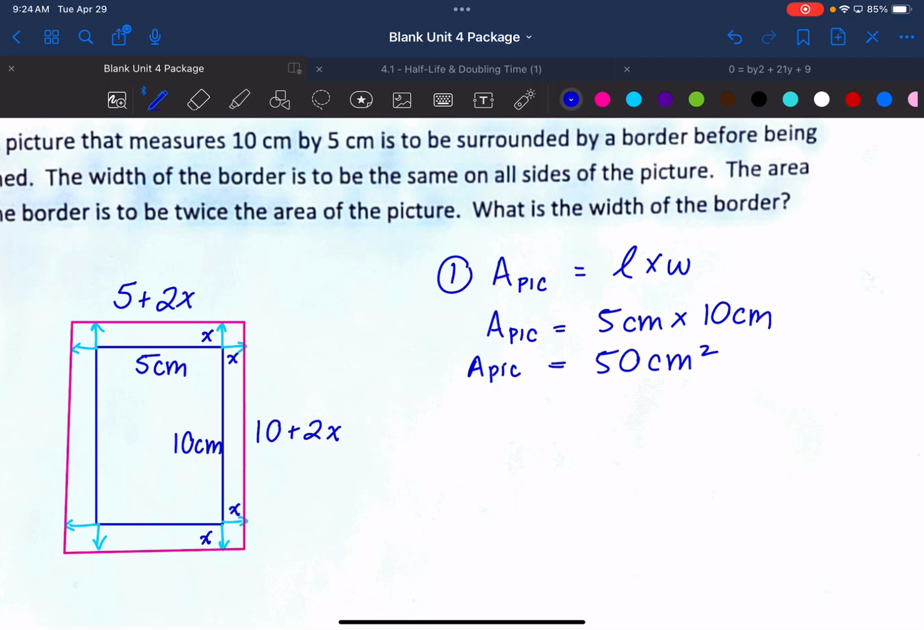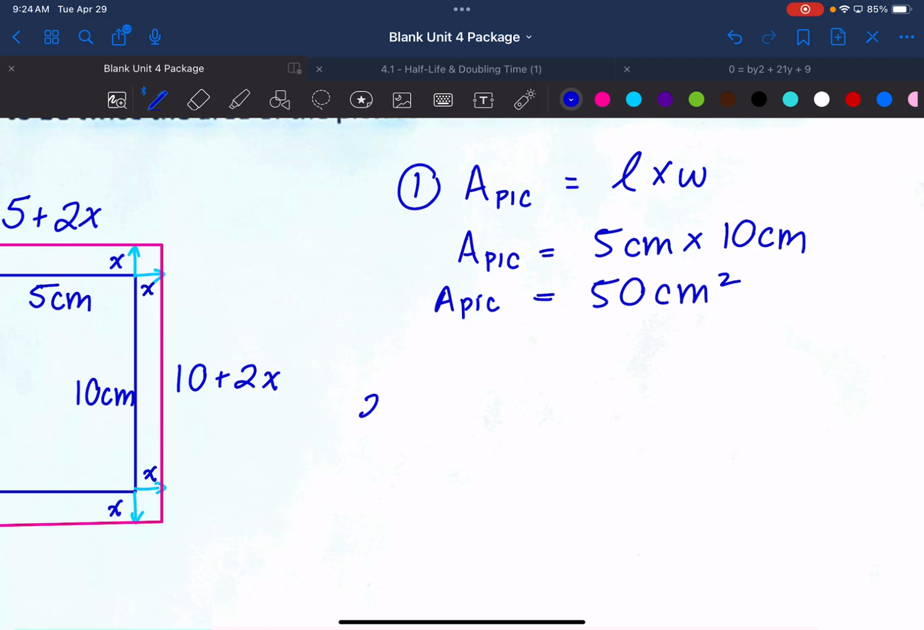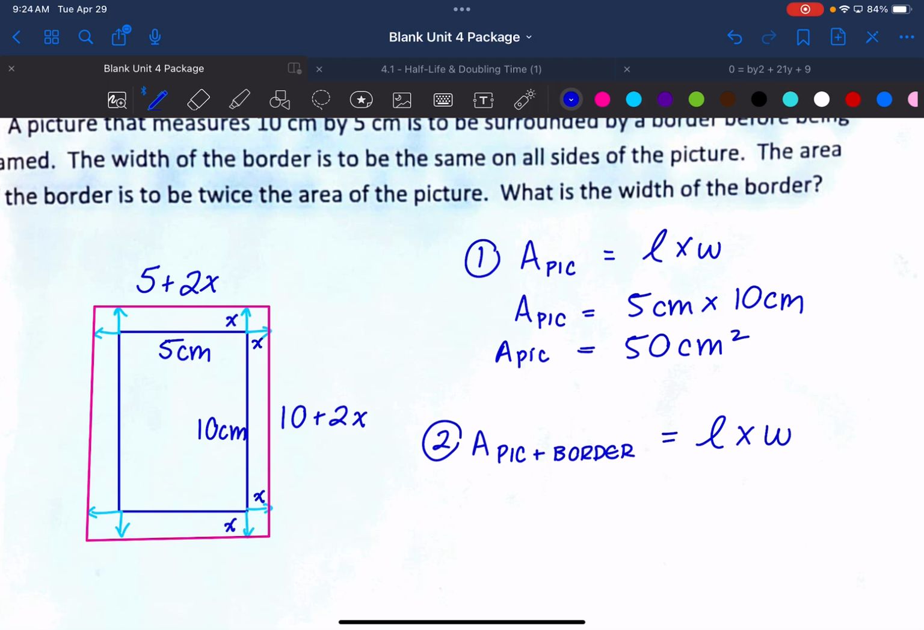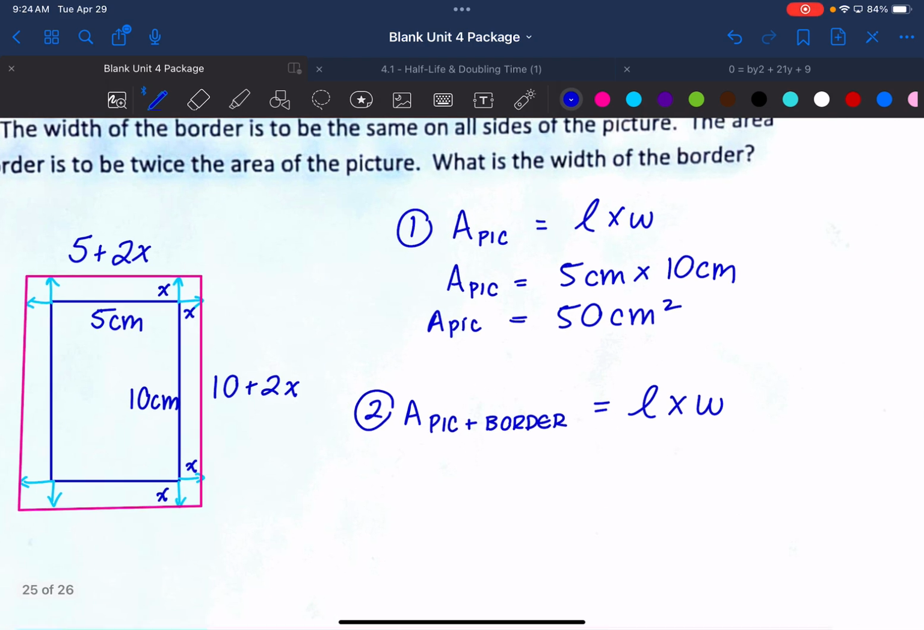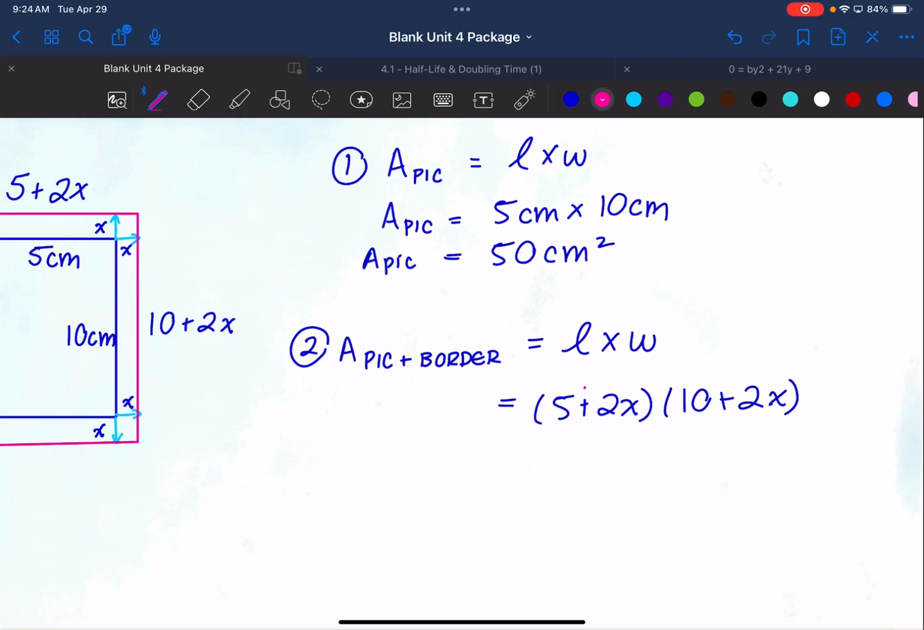Now I'm thinking about the bigger rectangle that we have. That's the picture and the border together, right? So picture plus border is the whole big rectangle with these new dimensions. It's still a rectangle, so I'm still doing length times width, but now I'm going to use these outside dimensions: 5 plus 2x times 10 plus 2x. And we're going to FOIL. If I FOIL this, what do we end up with?